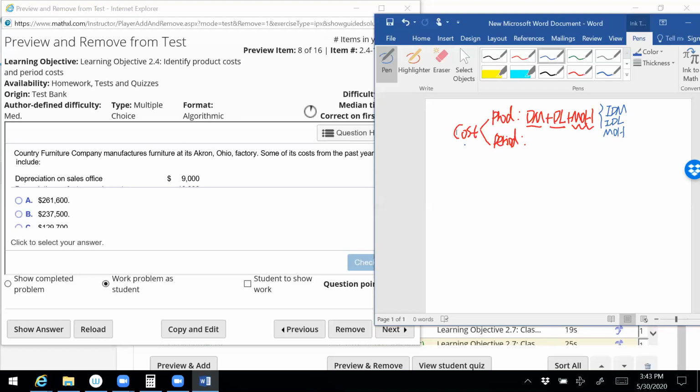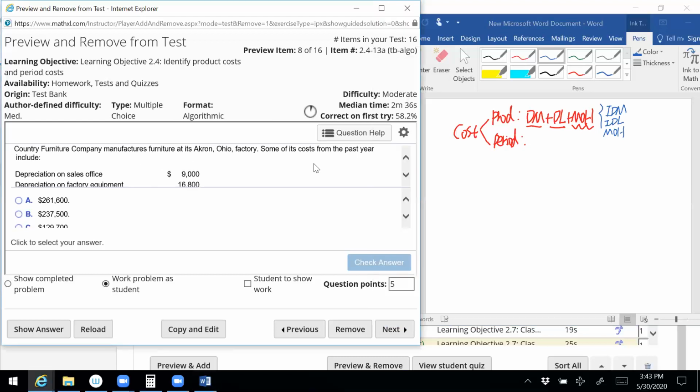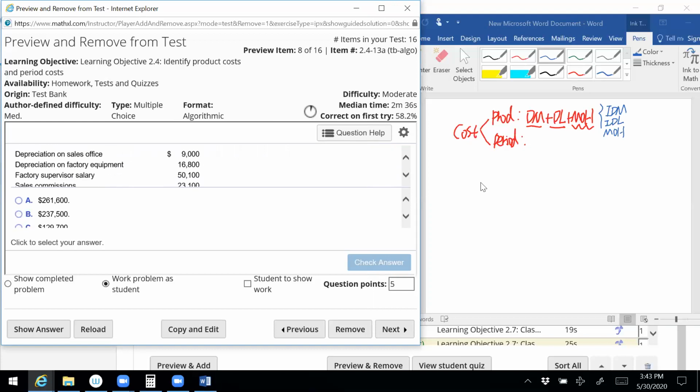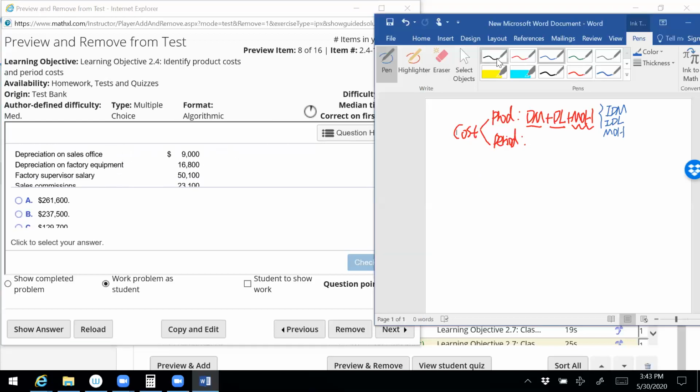Okay, so let's analyze each part and see whether they are manufacturing overhead, yes or no. The question focus is on manufacturing overhead. The first one is depreciation on the sales office. So the key word is sales office. Is this product cost or period cost? This is period cost. We don't even look at whether it's manufacturing overhead, yes or no, right? So the keyword is sales. If it's the sales office, then it will be a period cost.